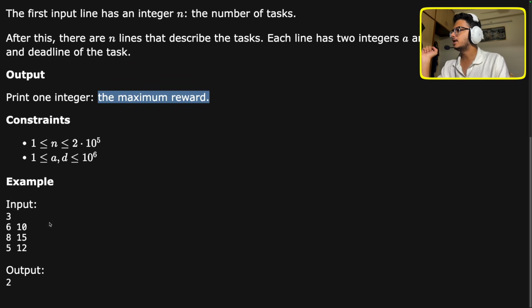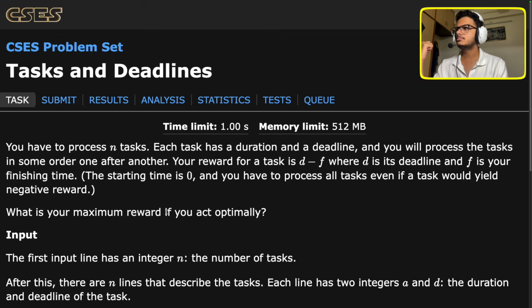Fine. So I'll take the example test case and constraints on the iPad, but I guess the question is clear. We are given n tasks, each described by a duration and a deadline, and we want to schedule them in a way that the reward function, that is the summation of D minus F, is maximized. Let's move on to the iPad and discuss this question a bit more.